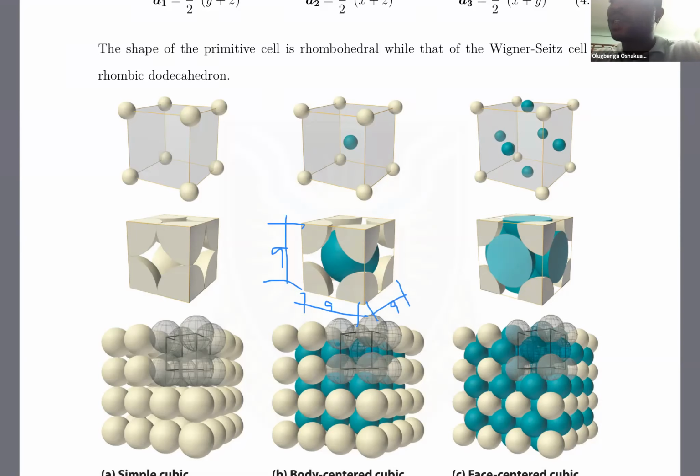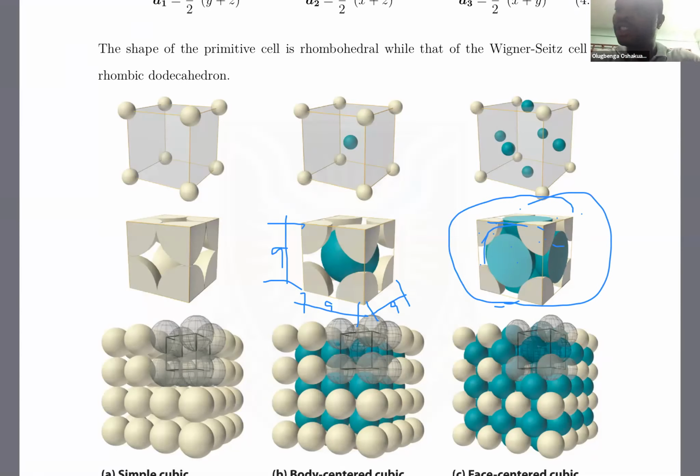And for face-centered cubic, 3 spheres have been cut into half, and the 4th sphere has been cut into 8. The sphere that is cut into 8 has been made to occupy the corners of the cube, while the spheres that have been cut in halves have been made to occupy the faces of the cube. So the 4 spheres in this diagram are identical. They have the same dimensions.